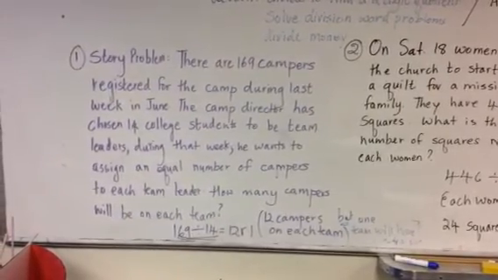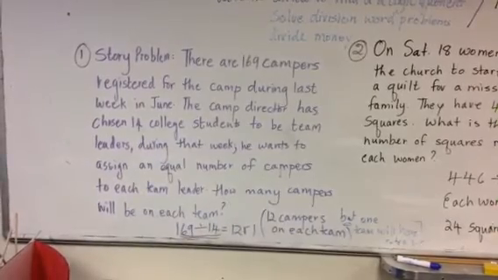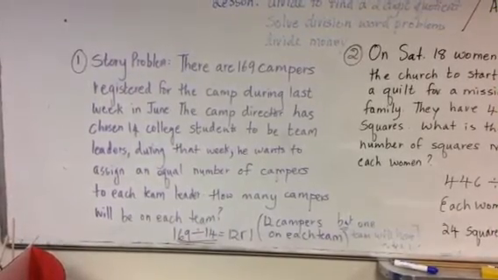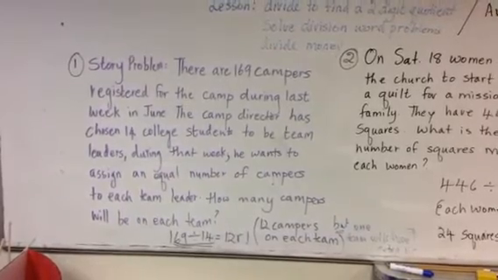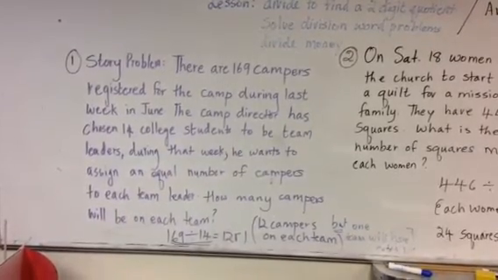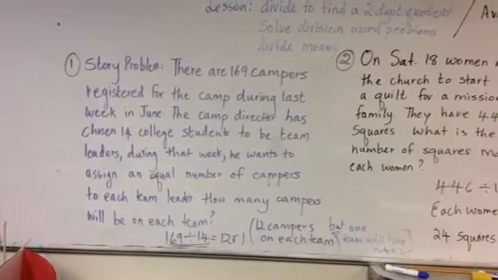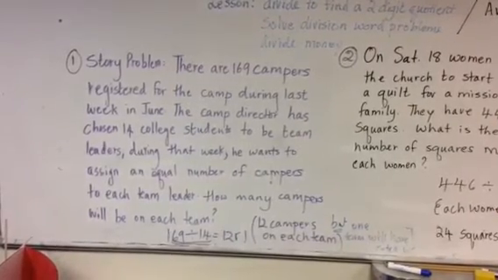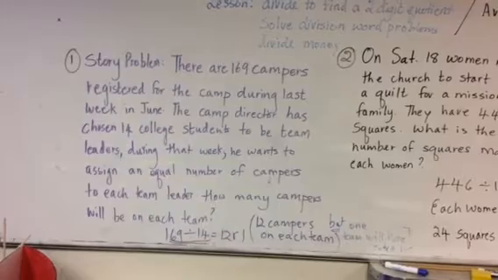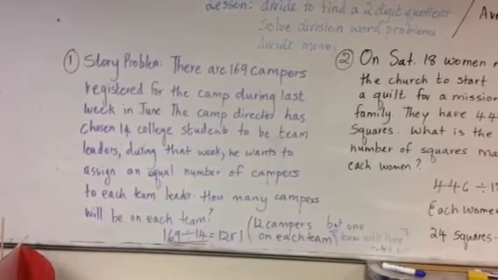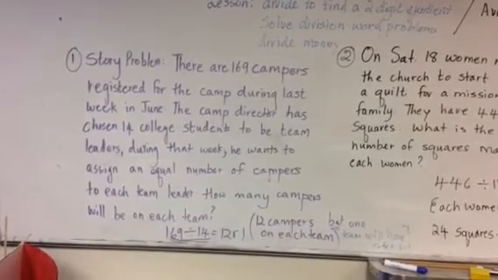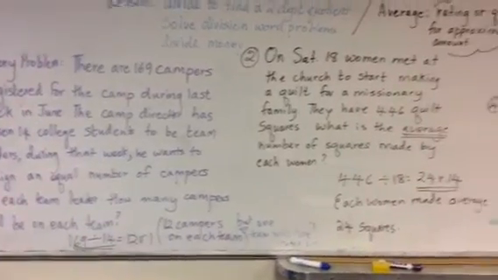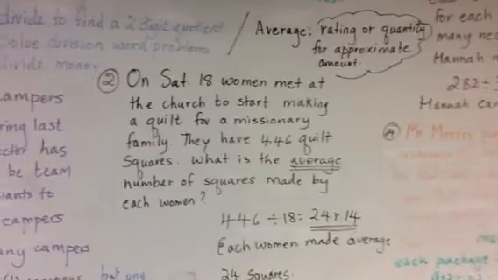So there are 169 campers registered for the camp during the last week in June. The camp director has chosen 14 college students to be team leaders. So 14 college students are the team leaders, and your answer is each team leader will have 12 campers, with one team leader having an extra. Okay, let's go and look at another story problem.